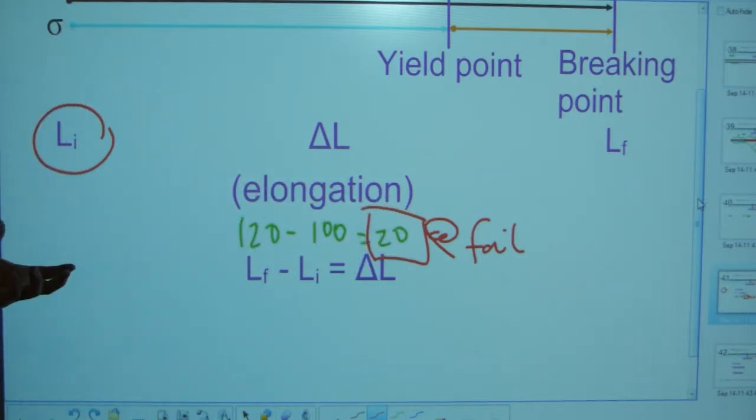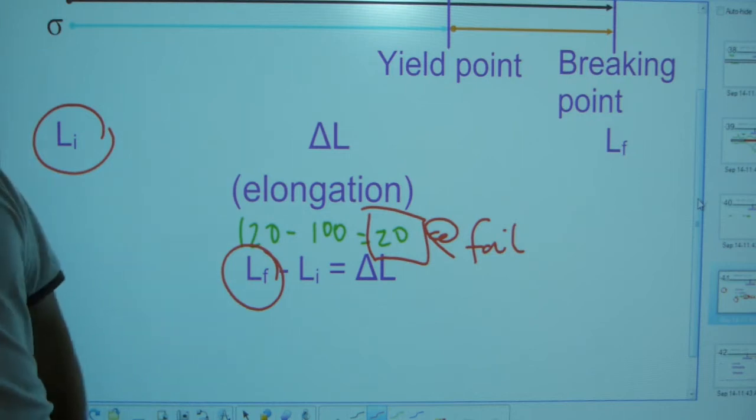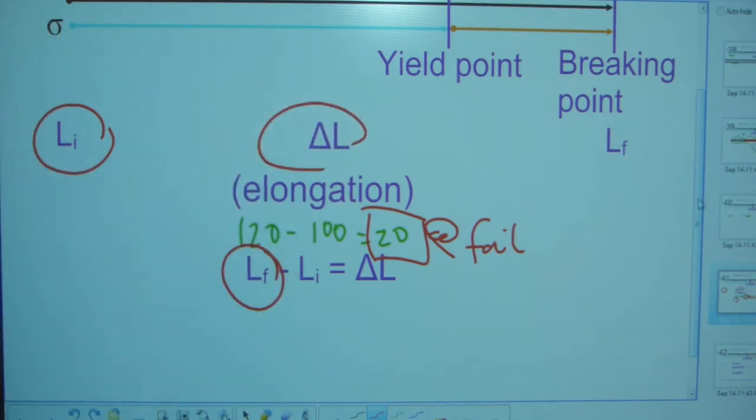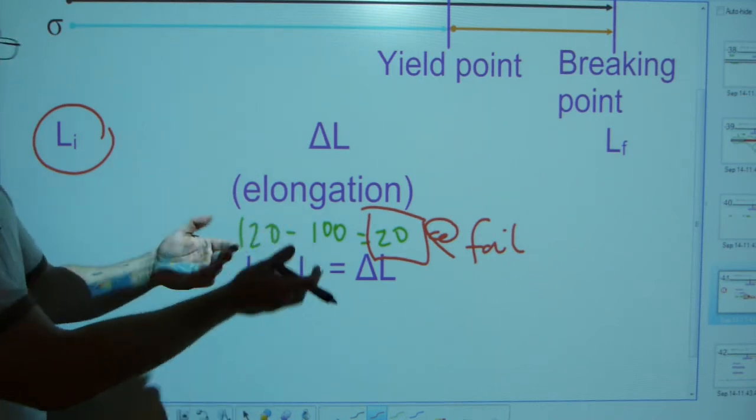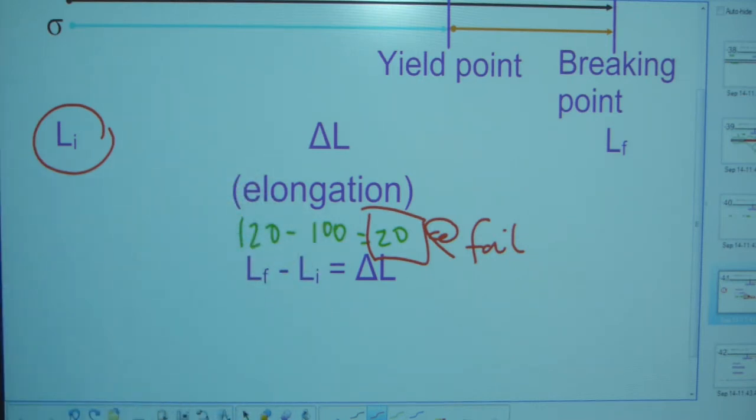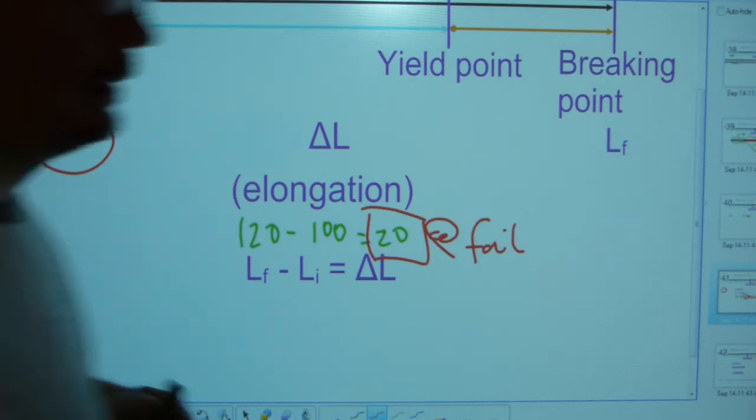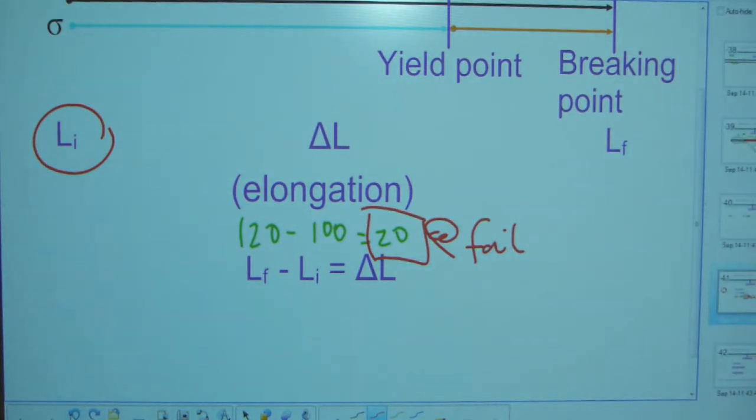So the skill that you need before you can do math is what's Li and how is it used? What's Lf and how is it used? What's delta L and how is it used? Because like I said, I give you two numbers, any two numbers, you need to calculate the third one. So that's math on a separate video. Moving on to strain is what's next. So that's pretty much elongation there.